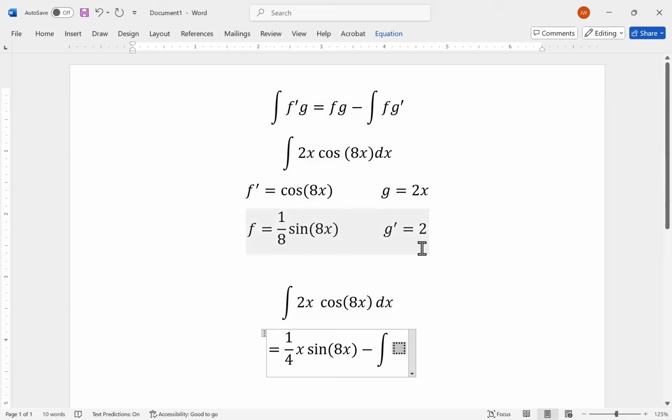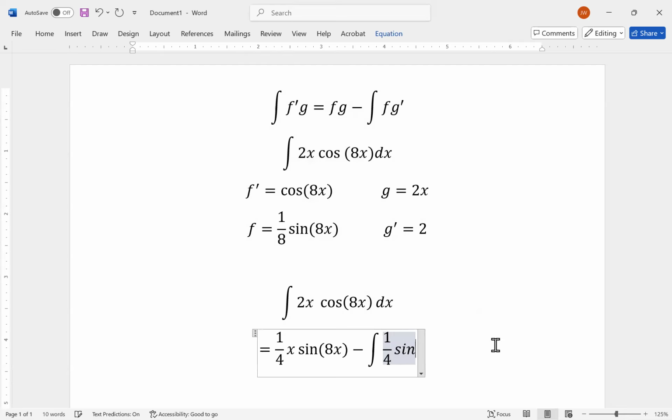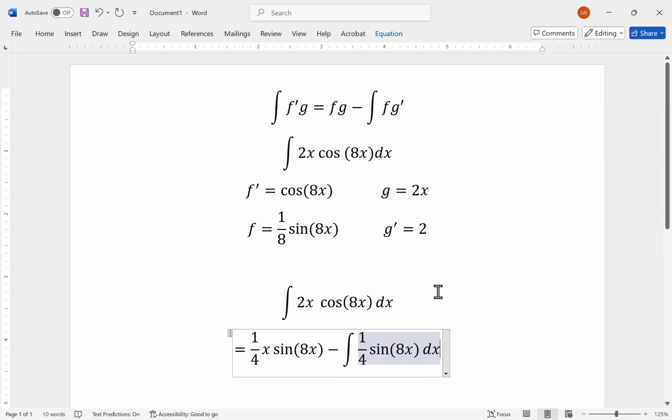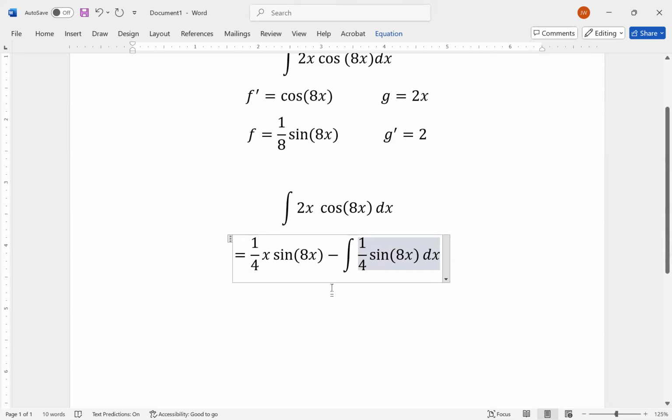F times g prime. Well, 2 times 1 over 8 is 1/4. So I get 1/4 times sine of 8x. And I'm going to be integrating that with respect to x. So now I have something in this integration that's easy to deal with. I can integrate sine; the antiderivative of sine is negative cosine.